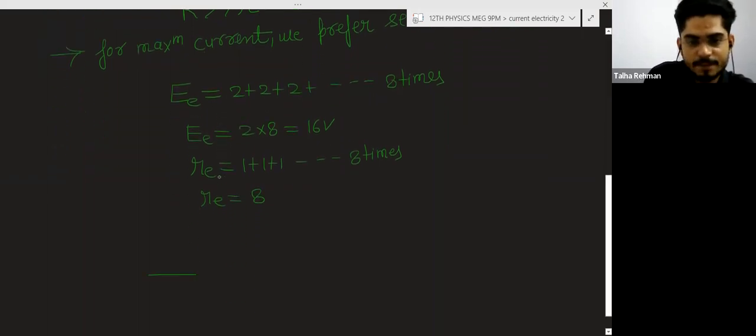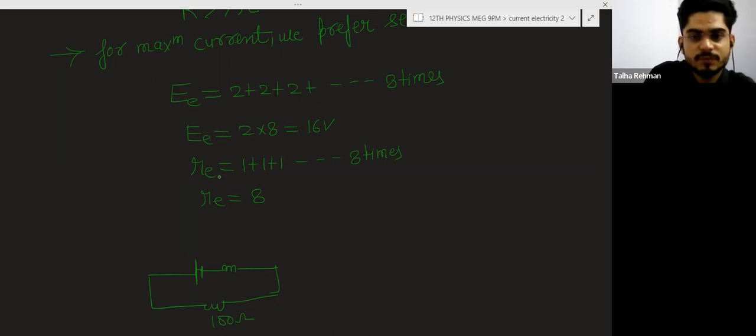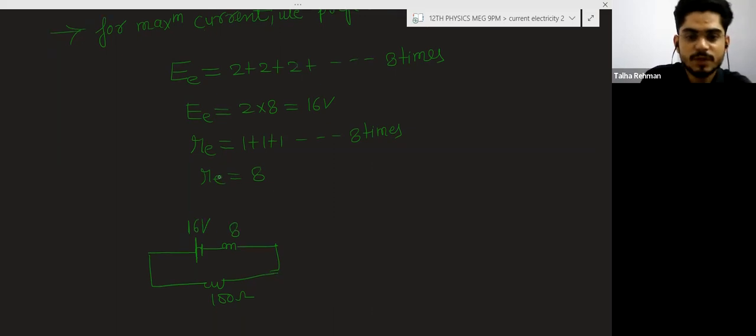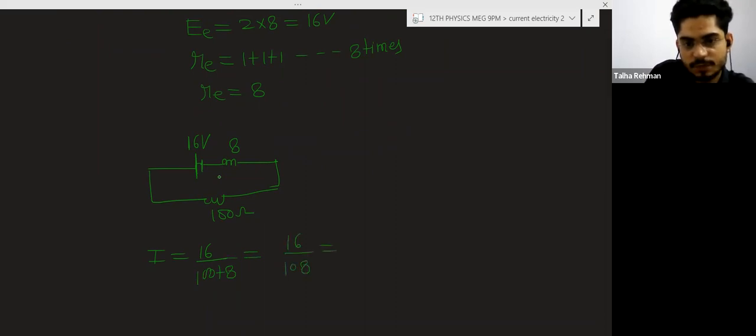And now you have a cell. This is the equivalent circuit. Resistance is 100 ohm and this has an equivalent EMF of 16 volt and equivalent internal resistance of 8 ohm. Now find the current. I is equal to E divided by R plus r, 100 plus 8. The answer is 16 divided by 108. You can solve it by yourself.